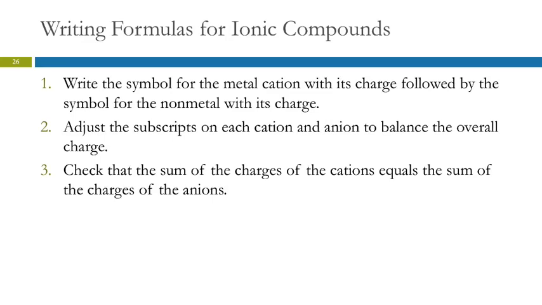So when we're writing formulas, the first step is to write the symbol for each of these ions, the metal cation with its charge, followed by the non-metal ion with its charge. You're going to have one plus and one minus.